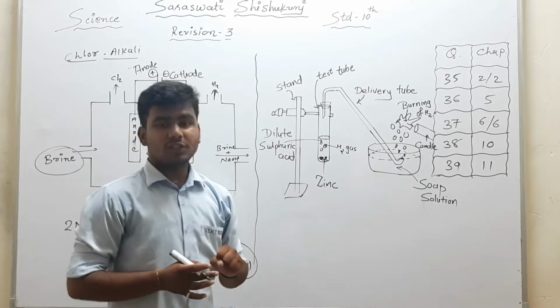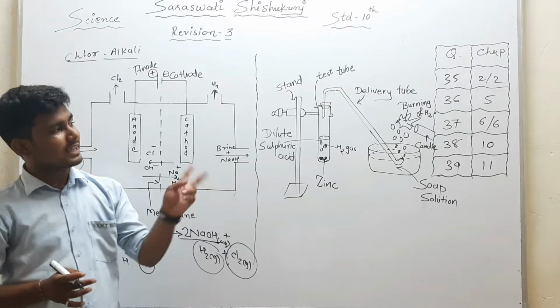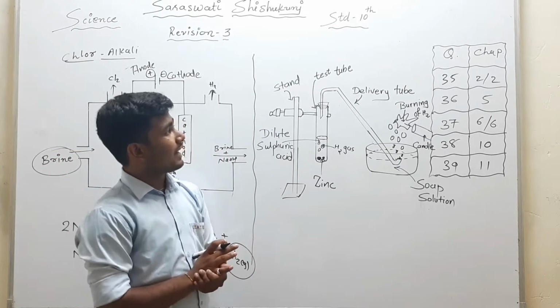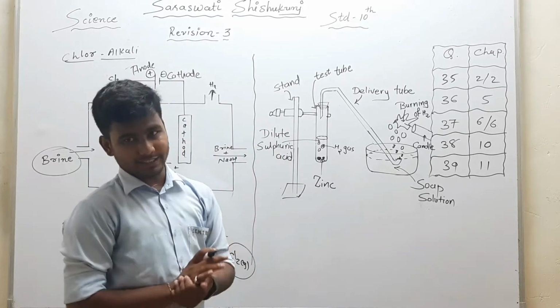Now if we talk about another question from the second chapter which can be asked for 4 marks, that is the production of hydrogen gas.